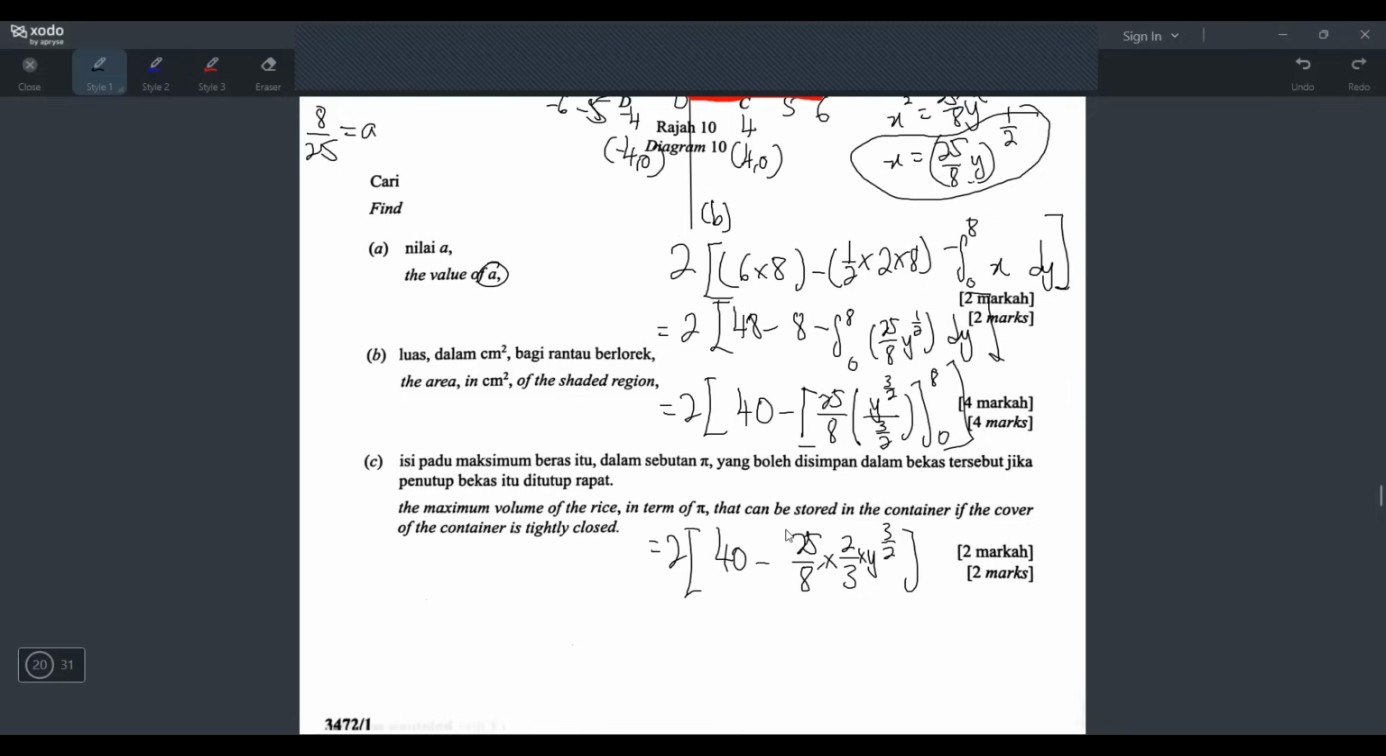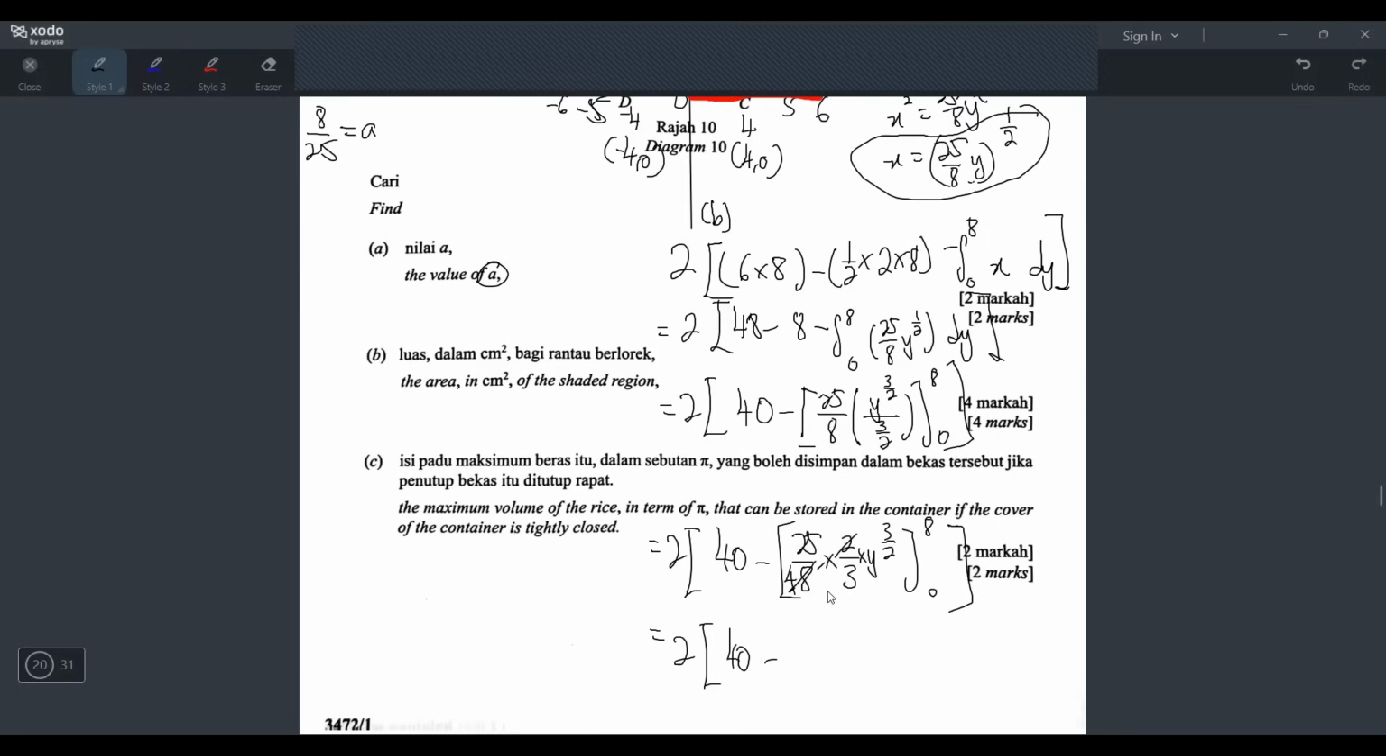And then close bracket, 8, 0. Okay, and then close another bracket. Did I do everything correctly? Yeah, I think so. And then now it becomes 2 big bracket, 40 minus. Okay, this one can cut 2, 8 and 2 cut, left with 4, right?